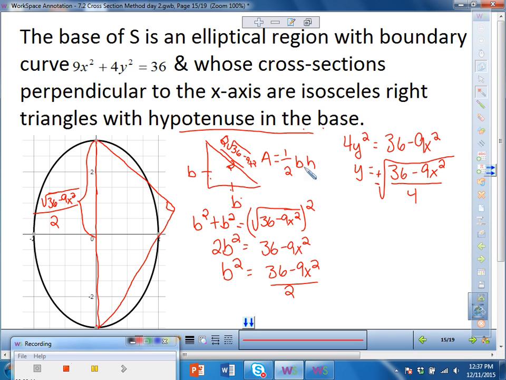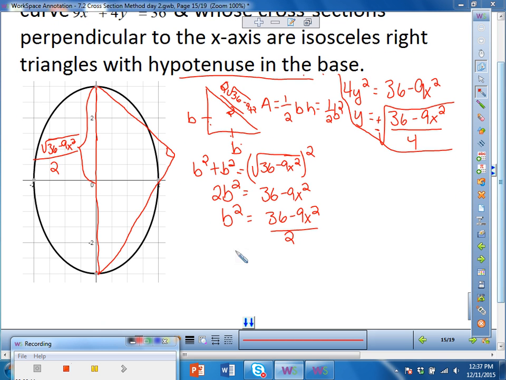Now, I don't actually need to know what b is. I need to know b squared. Because essentially, this equation is b times h. H and b are the same. So this area is essentially 1/2 b squared. Would you agree with me on that? So I just need to know what b squared is because this is my area. So my area is 1/2 b squared, which is 36 minus 9x squared over 2. Are you there yet?